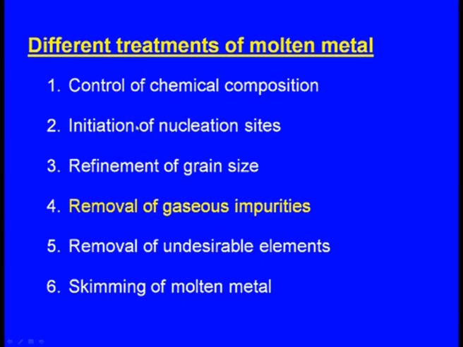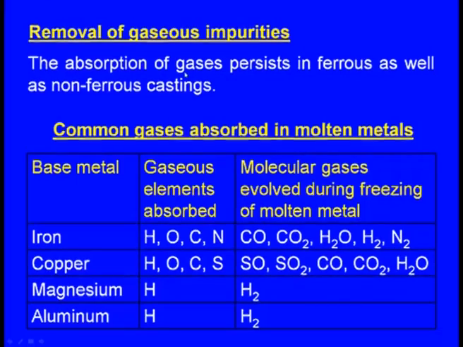Till now we have completed three treatments, that is the control of chemical composition, initiation of the nucleation sites and refinement of grain size. Now, let us see the removal of gaseous impurities. The absorption of gases persists in ferrous as well as non-ferrous castings. In every molten metal, there will be gases, and gases will be absorbed at different stages of melting. So, there is no exemption. Every molten metal is prone to absorption of gas.